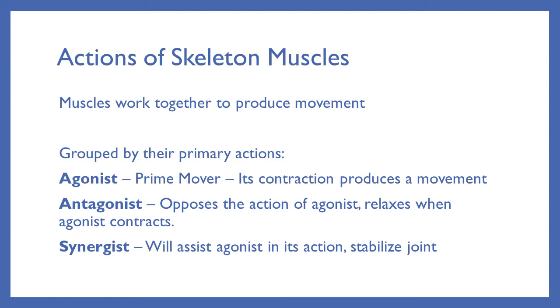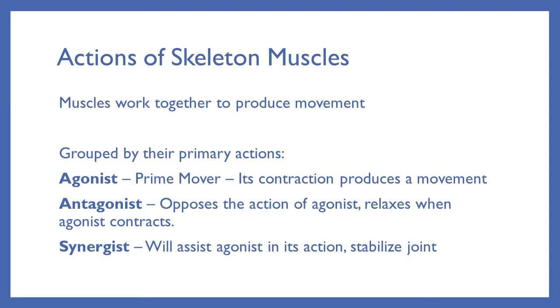First, there is the agonist. This is the primary mover. Its contraction produces the movement. The antagonist opposes the action of the agonist, relaxing when the agonist contracts. The synergist will assist the agonist in its action and help stabilize the joint.